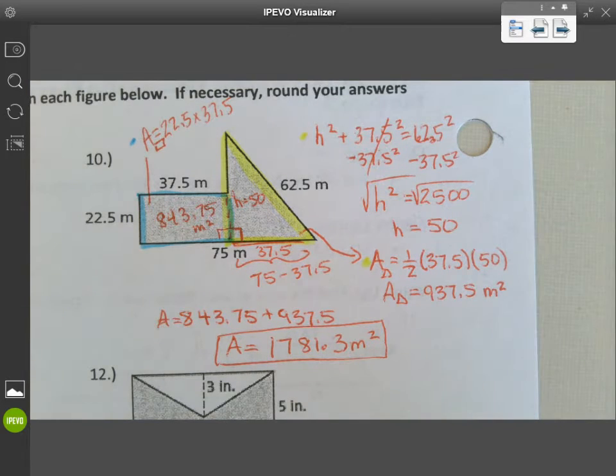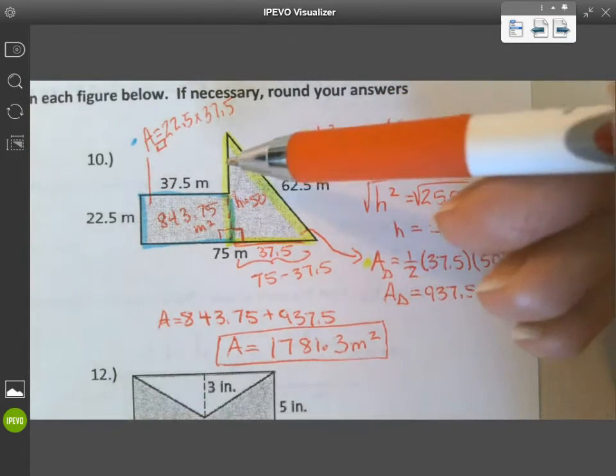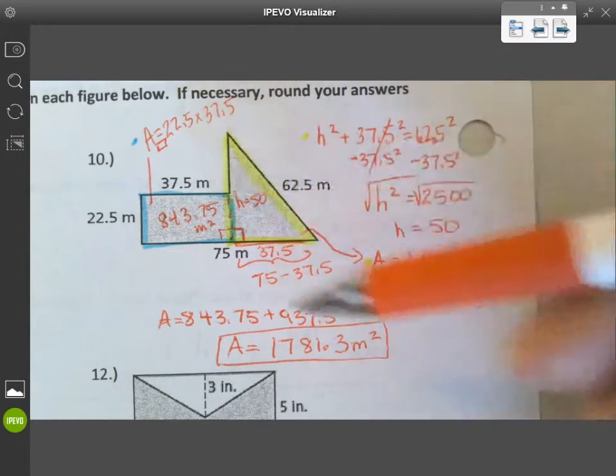So it wasn't horrible, but we did have extra because we had to find the height. So these are like puzzles. And honestly, if you just look at it, it's really hard to do. The idea to help trigger yourself is to label things, okay?